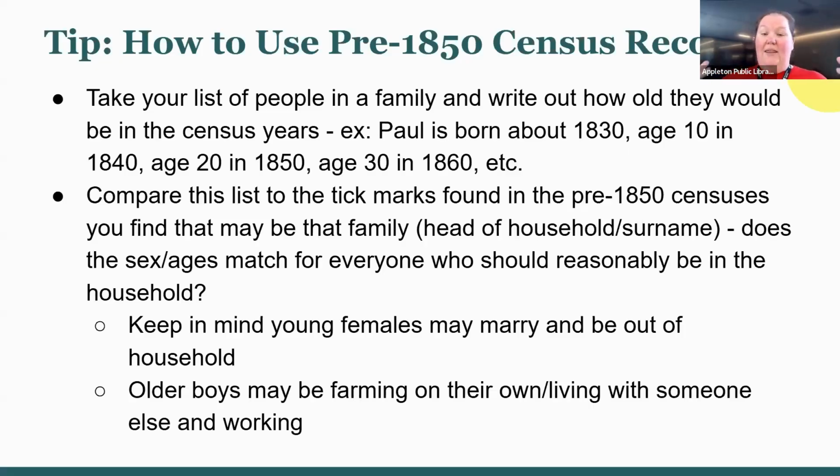And I find somebody that I think is the head of household with that surname. Obviously, it's usually the male head of household. And I go through each person. Okay, does the sex and the age match for everybody who should reasonably be in this house at the time? Keeping in mind, sometimes young females may marry and be out of the household, or sometimes those older boys, like 15, 16-year-olds, they might be farming on their own or living with somebody else in the family or working as a farmhand or something, so maybe it's feasible that that 16-year-old boy might not be in the house in this year anymore. So kind of use it as an example.